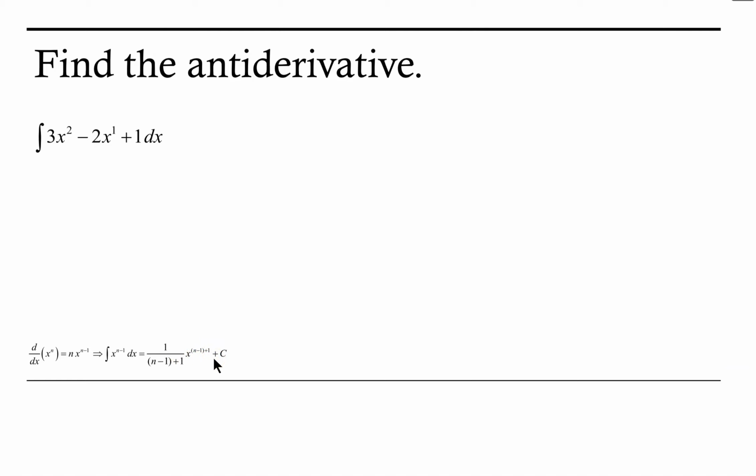So really quick, let's suppose that my function was 1 over n minus 1 plus 1 times x to the n minus 1 plus 1 power plus c. So we're going to assume that that's our function, and what we should end up with when we find the derivative should end up being that x to the n minus 1. So let's go ahead and find our derivative here.